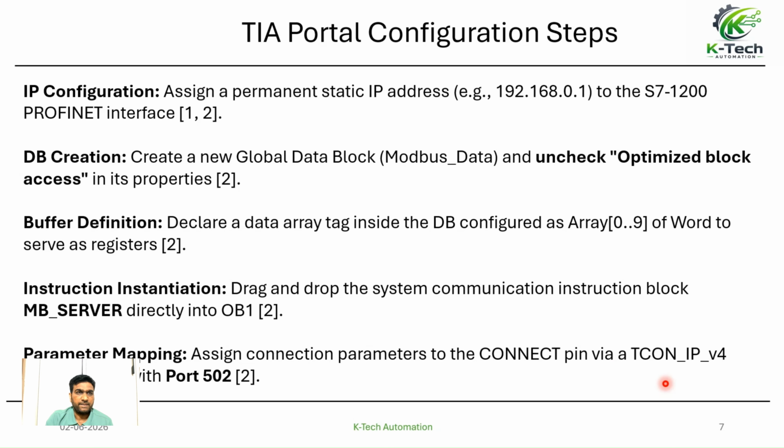Okay, then IP configuration is required. For the IP configuration, your laptop IP and PLC IP should have the same first three digits, and the last one should be different. For DB creation, we need to define two DBs: one DB is an array and the second DB is for parameters. In the MB server, one DB we will create for the Modbus data, and another is for the port configuration and parameter setting.